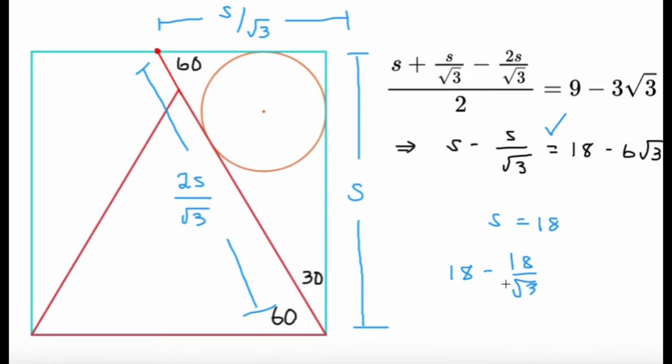Now if I rationalize this term, 18 over square root 3, I will be getting 18 square root 3 over 3, and I know I can cancel the 3 and the 18, so 1 and 6, and it will indeed result in 6 square root of 3. So just from some analysis, we can conclude that the answer is indeed S equals 18. And this will be our final answer.